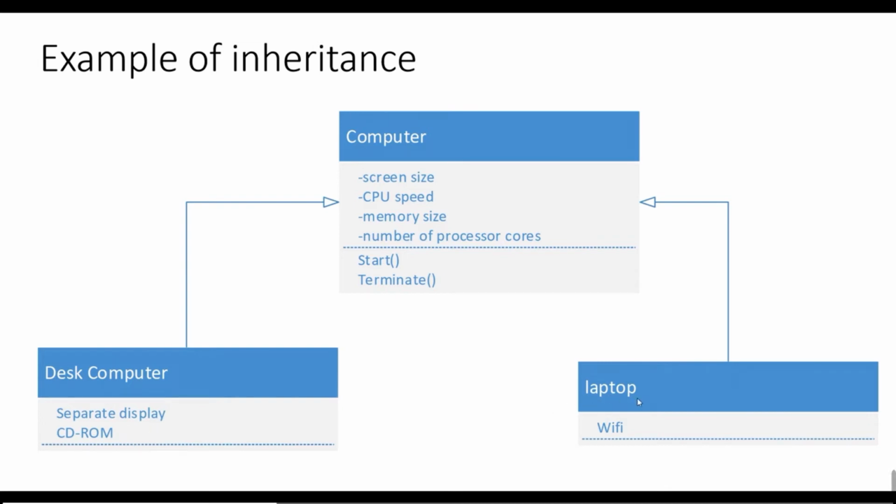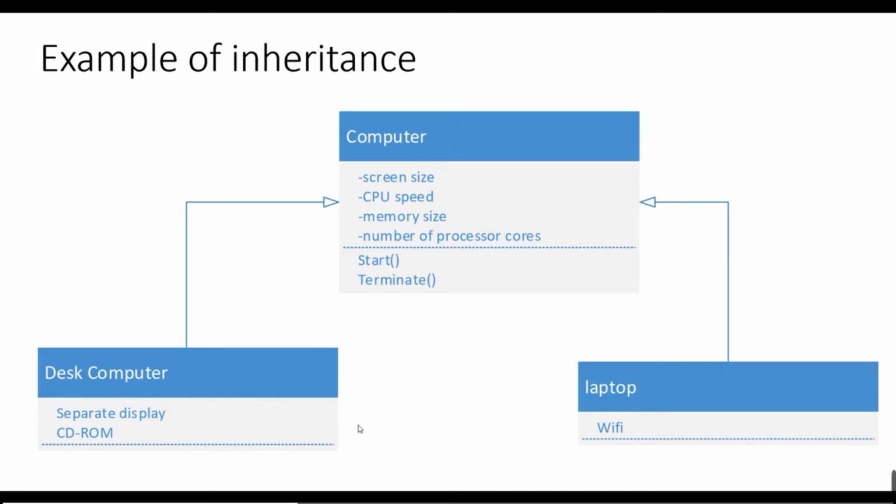But the laptop has its own unique attributes. For example, the Wi-Fi. And the laptop also shares the common operations. For example, the laptop can start and can terminate. It means that in this system we have different kinds of desk computers, different kinds of laptops, but all of them belong to the superclass computer.